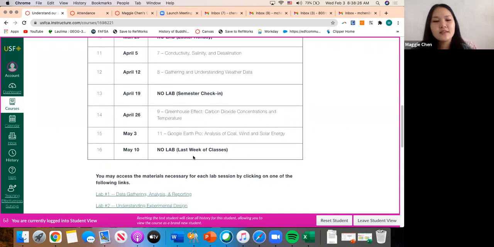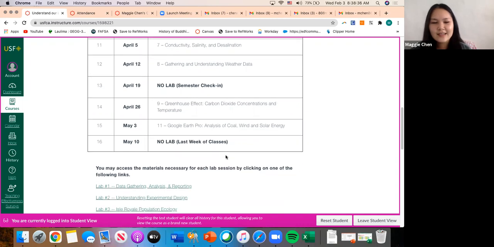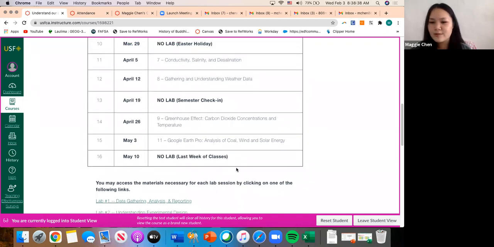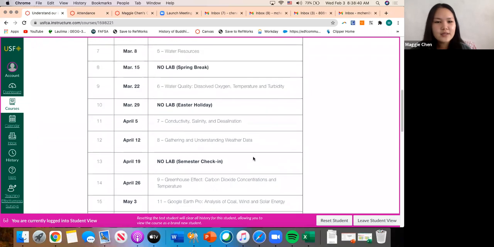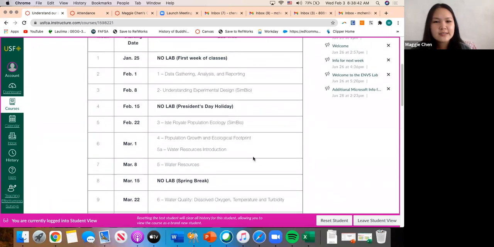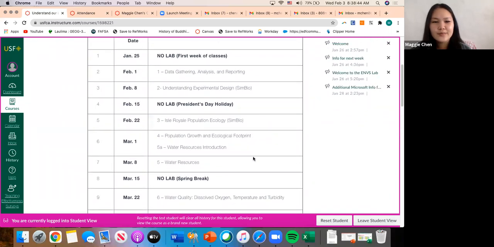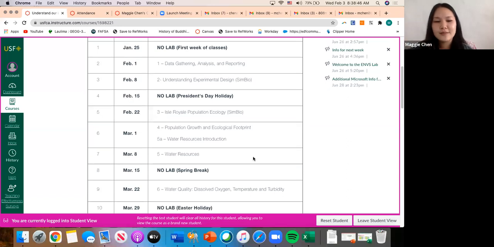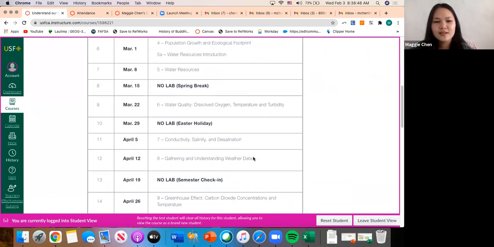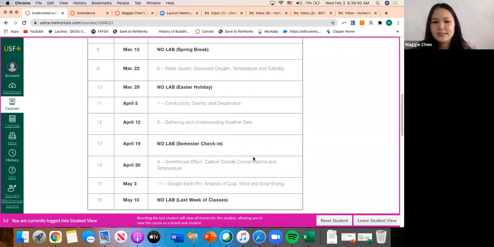But then after that, there's no lab. I think this very last week, May 10th, that's when you start going into finals week, and that's when we just start wrapping up for you all. So I think this semester is really well spaced out, where there's breaks where we don't have labs for certain weeks.